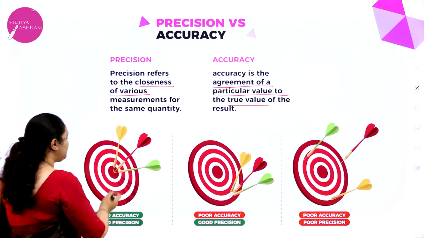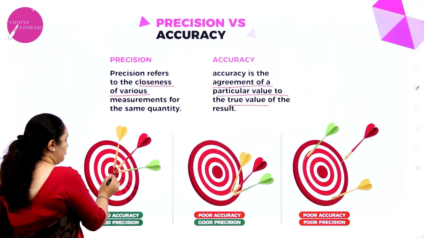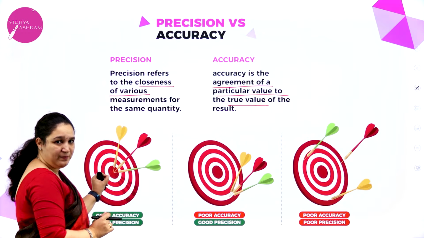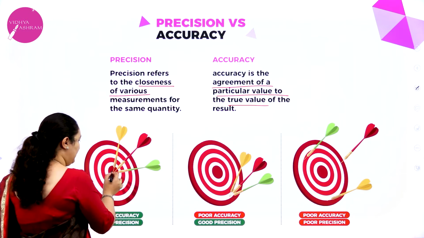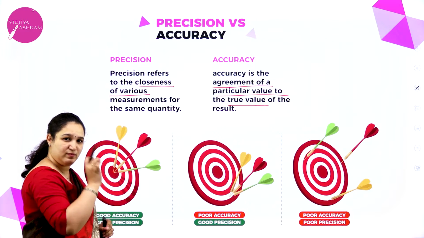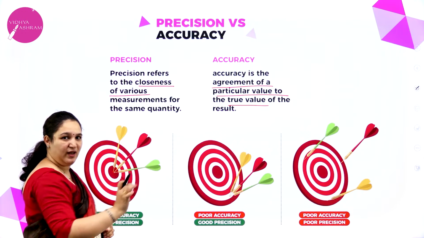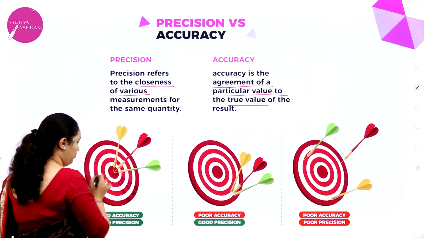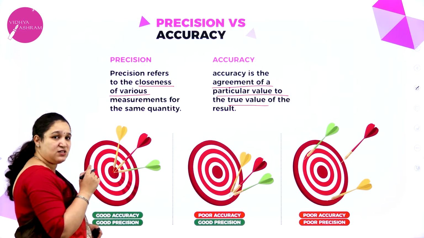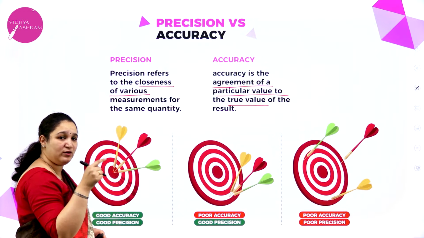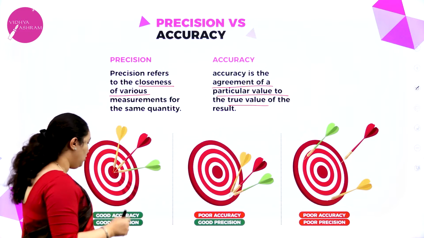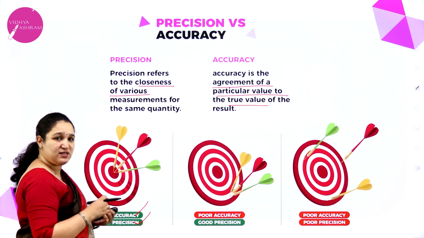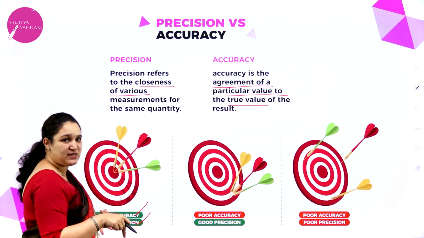Here you can see the 3 arrows are coming exactly to the center. This is where the arrows were supposed to come, the center point when I'm aiming. Correct? So all the 3 arrows are at the same point, and that is the point which I wanted the arrows to reach. So it is good accuracy, good precision, both are correct. It is accurate as well as it's precise.